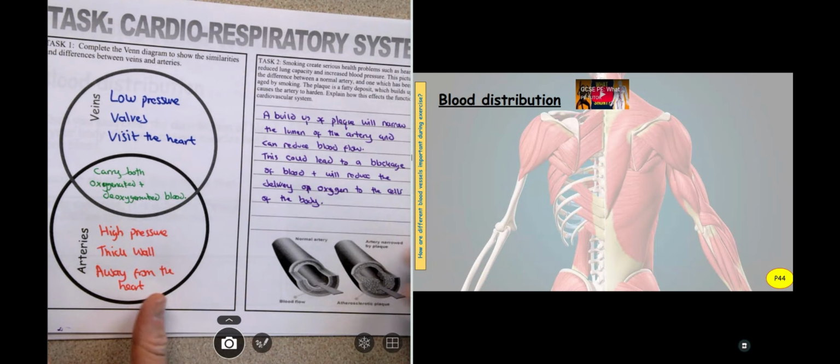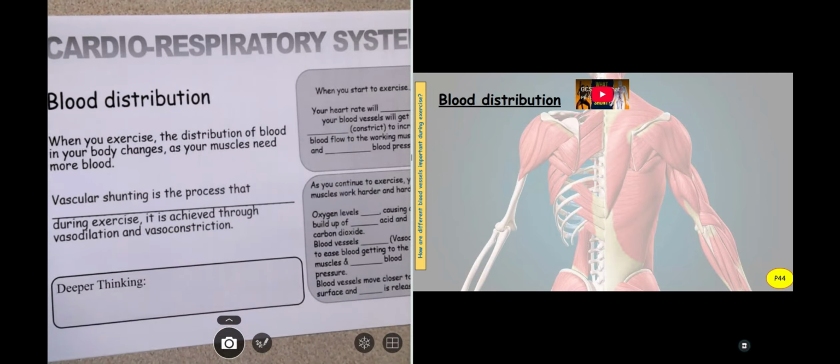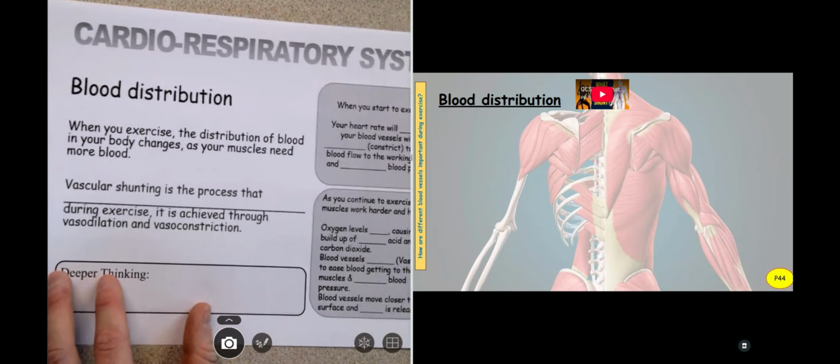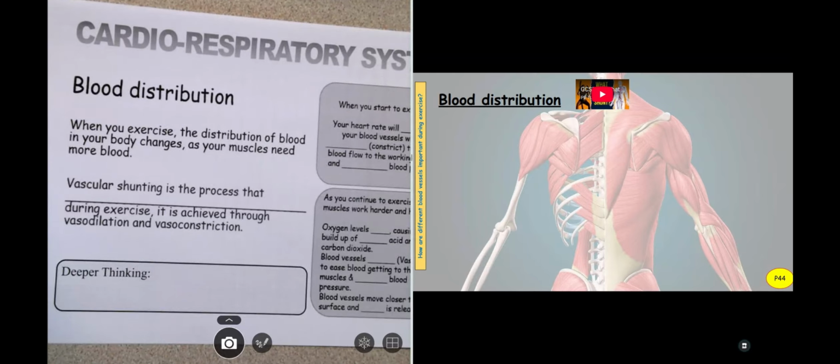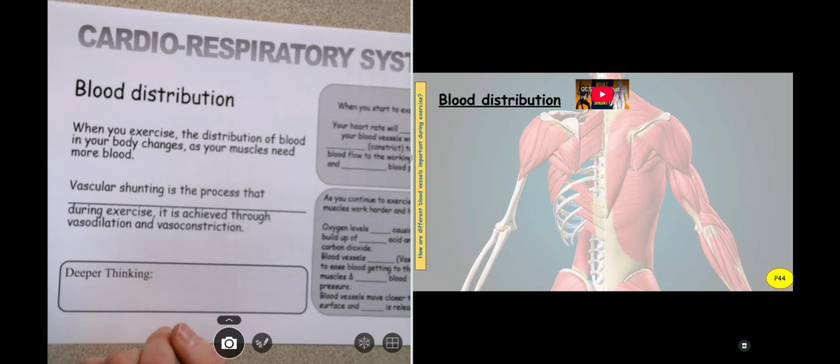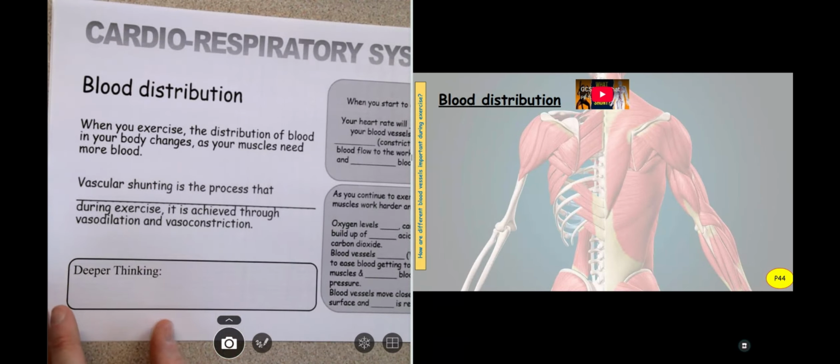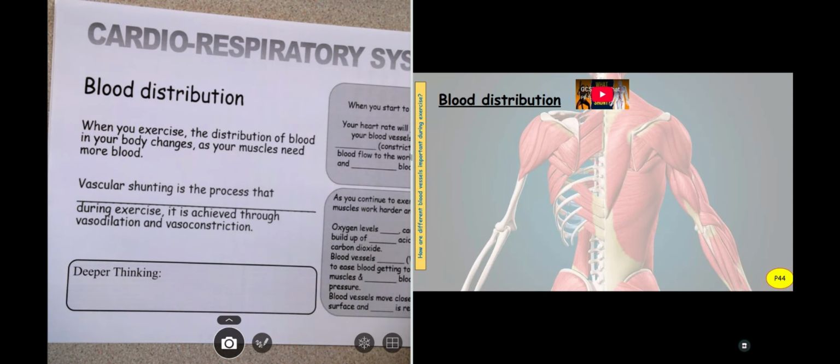And then last little bit of information, the task or the exam question today is looking at blood distribution. So this is linked to one of the functions of the cardiovascular system around vascular shunting. So we're just going to look at that in a little bit more detail now, and this is going to link to the exam question at the end of the lesson.